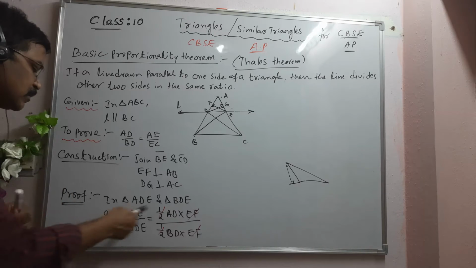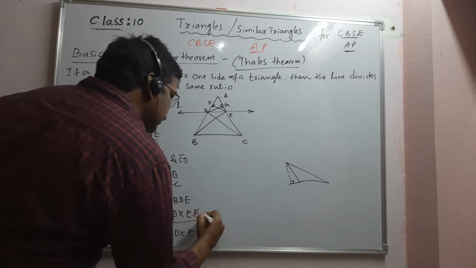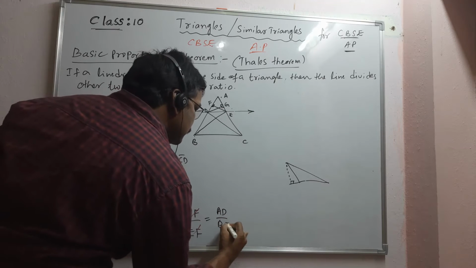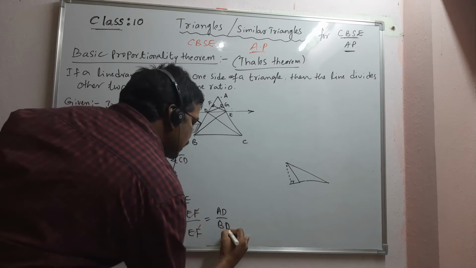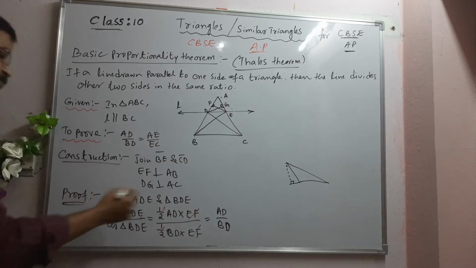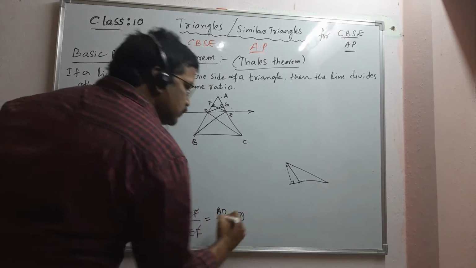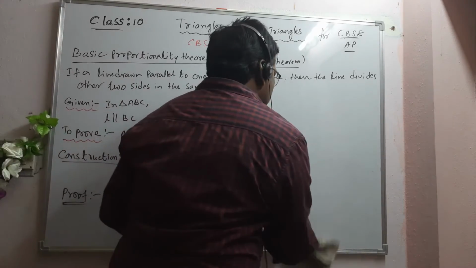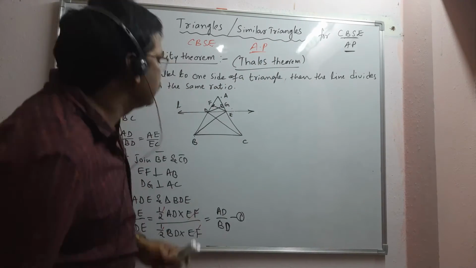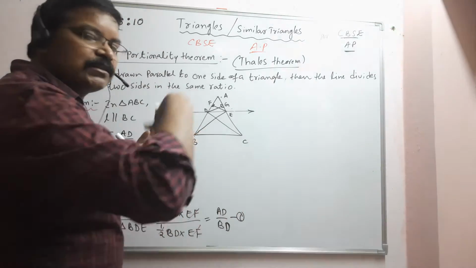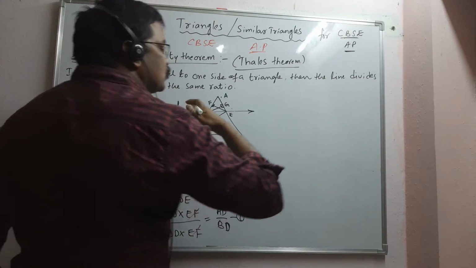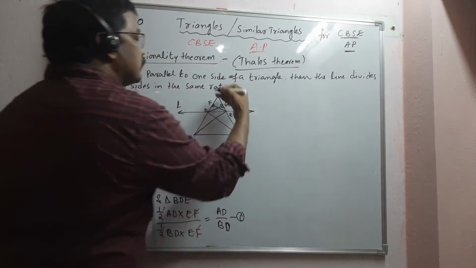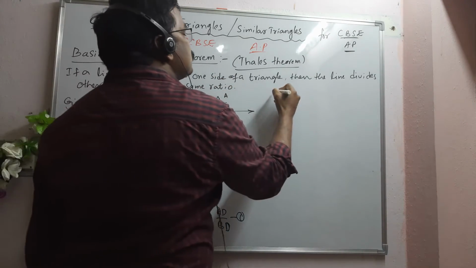Then finally area of triangle ADE by area of triangle BDE is equal to AD by BD. This is equation number 1. Understand? Right. Now here I will take another two triangles which lie on the right side of AC.